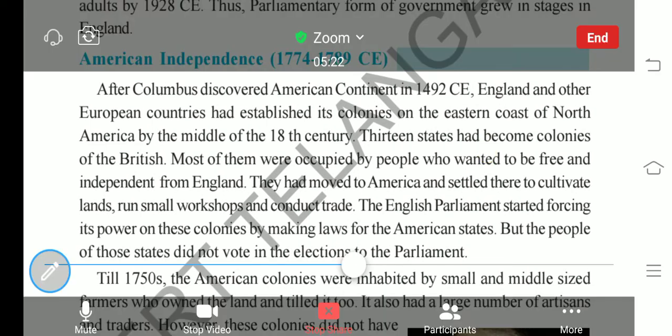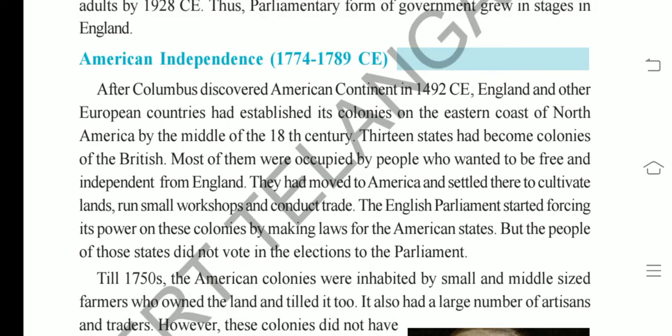It is from 1774 to 1789 Common Era. That is the period of the American struggle.